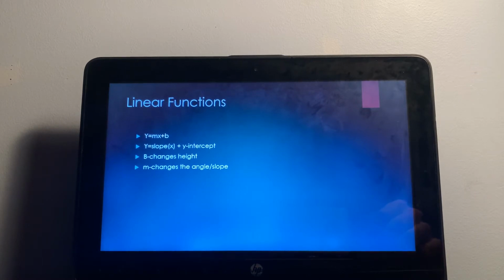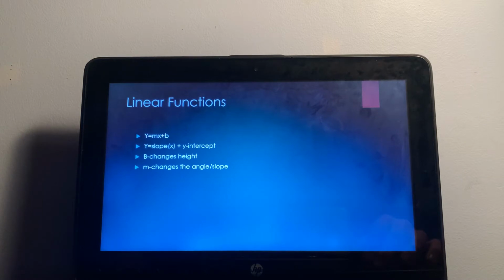So b is the y-intercept, where it intersects with the y-axis, and m is the slope, the change in y over the change in x, or rise over run. So if you see a line that goes up 3 and over 2, like up 3 and to the right 2, you know the slope is 3 over 2, or 1.5. And if that same line intersects the y-axis at 1, you know the formula is y equals 3/2 x plus 1. We'll show an example of that in Desmos later.